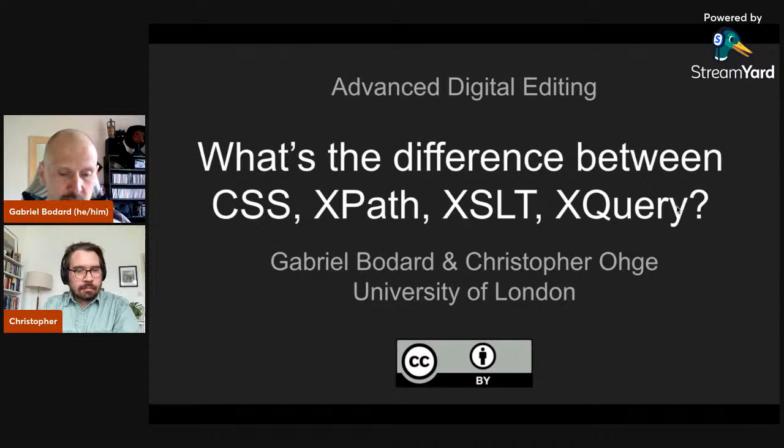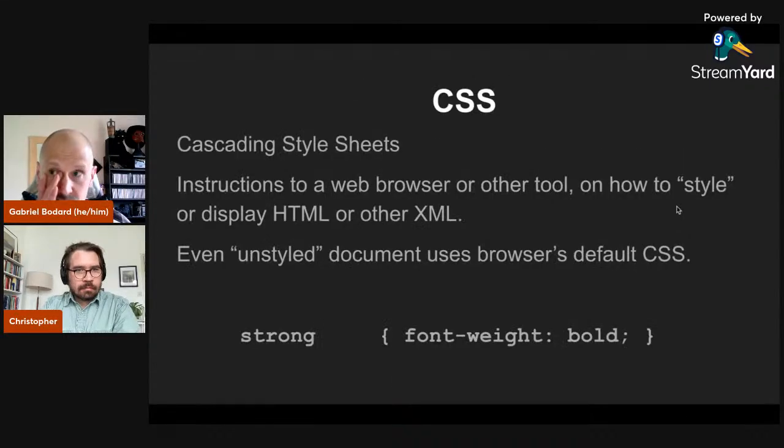So to start off with, a brief definition of CSS. CSS stands for Cascading Style Sheets. It's basically a set of instructions to a web browser or other display tool on how to style or display HTML. Bearing in mind that HTML is a very specific language within the XML family.